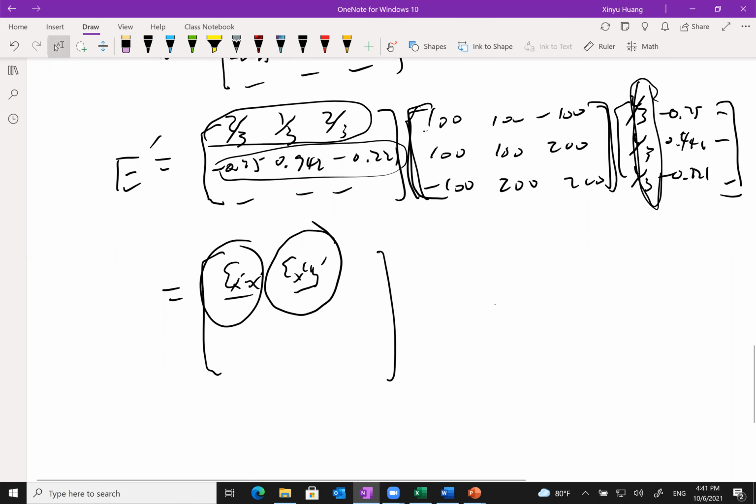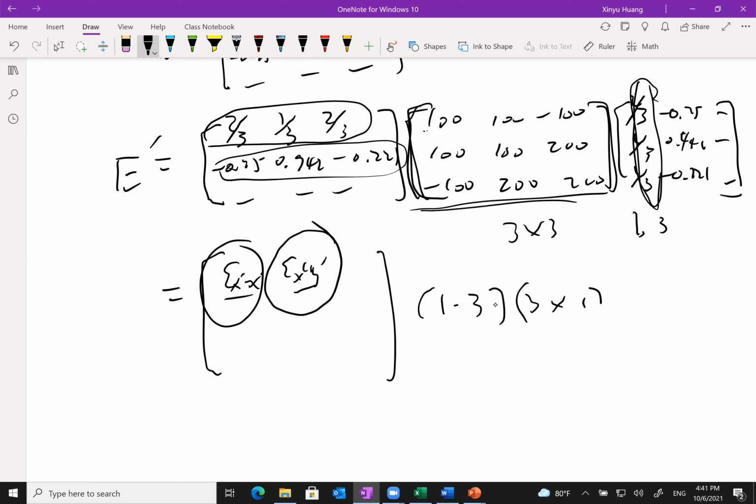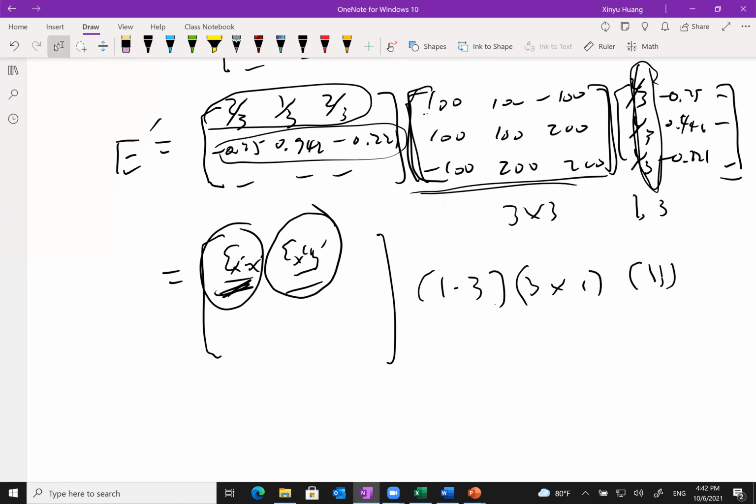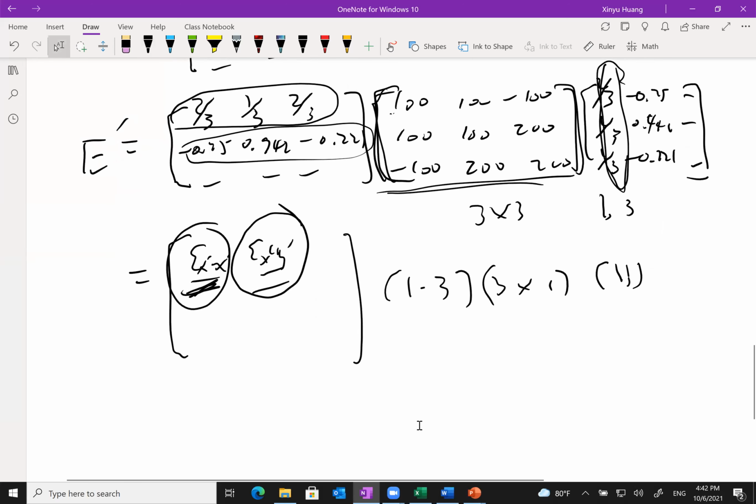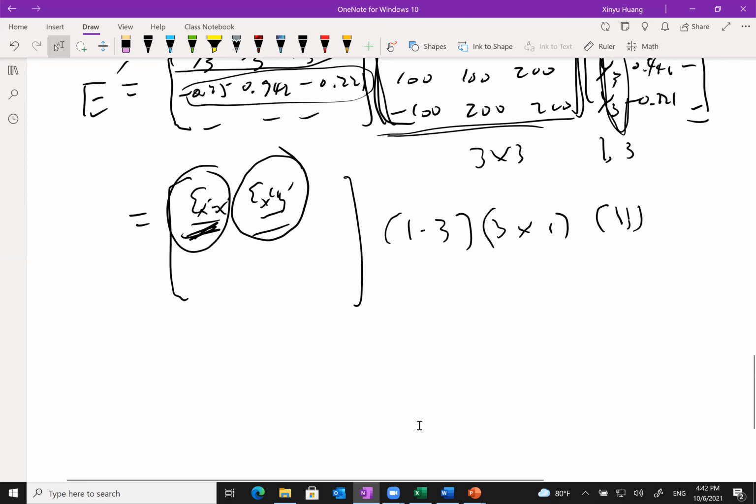So you can calculate that. You basically just multiply the 3 by 3 matrix by the 1 by 3 vector, you get a 3 by 1 matrix, and then this 1 by 3 matrix multiplied by the 3 by 1 matrix gives a 1 by 1 matrix, and that will be this number. Similarly, you can prove that this is this number. You just go ahead and calculate, and you can figure out these two numbers. I actually calculated over here.